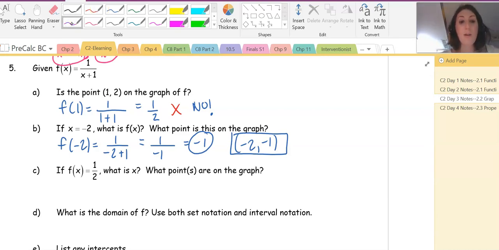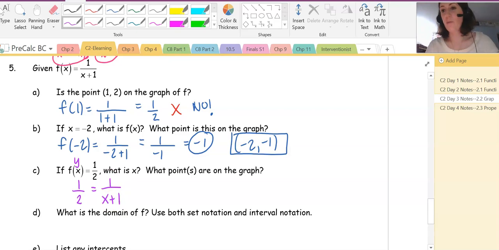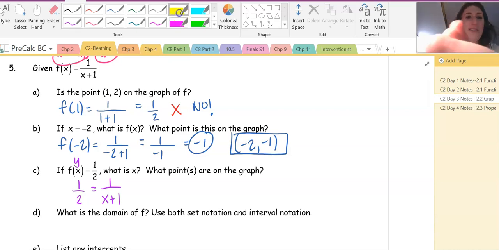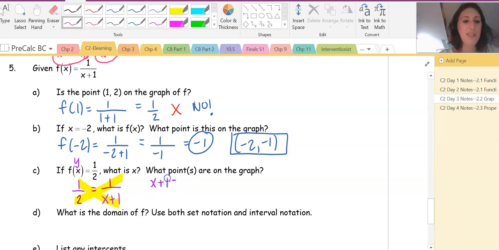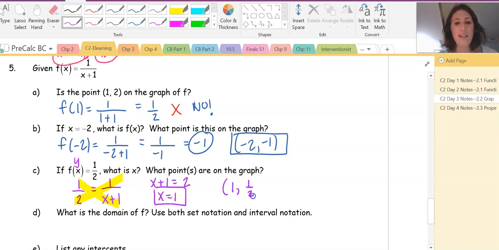If f of x equals 1/2, what is x? What points are on the graph? All right, again, f of x is your y, so I'm just going to plug my 1/2 in up here. And now this is like one of my most favorite things, not really, but I have the saying, when in doubt, cross multiply. So that's what we're going to do. We're going to cross multiply, and we'll get x plus 1 equals 2, and we'll just get x equals 1. So the point on our graph would be our x is 1 and our y coordinate is 1/2.